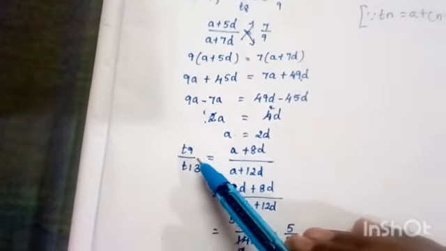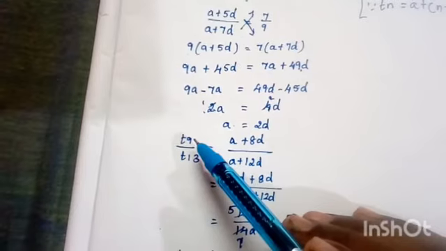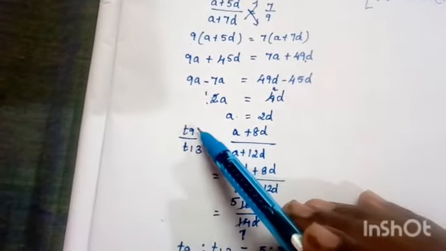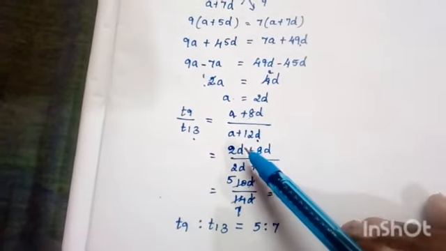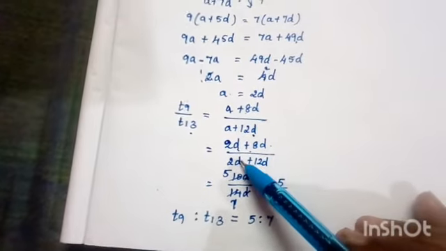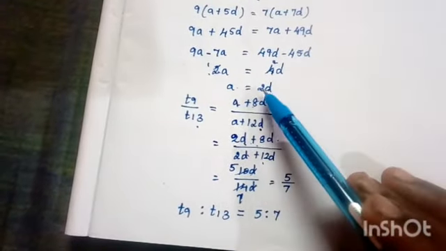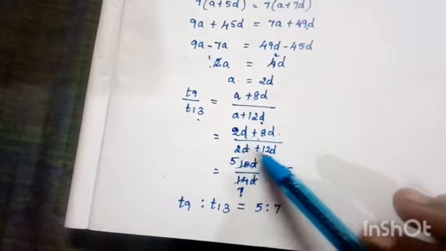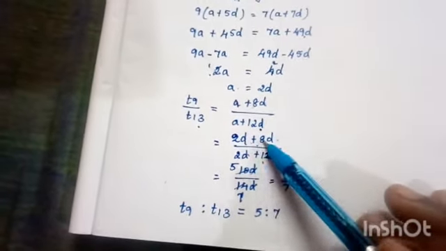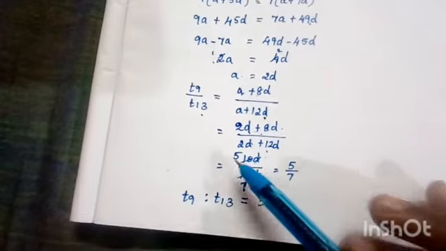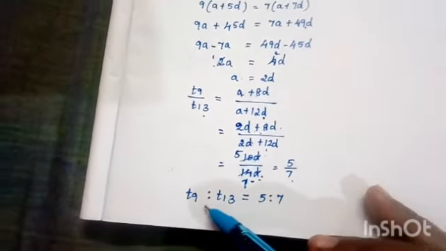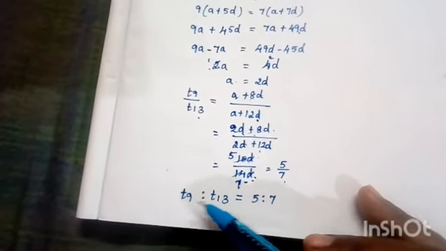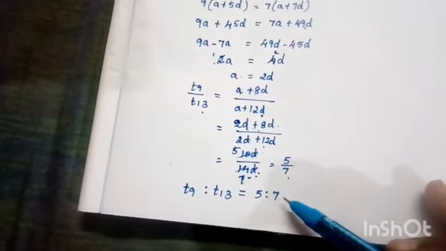Now we want to find the ratio of 9th term to 13th term, that is T9 by T13. T9 is a plus 8d by a plus 12d, using the general term. The a value we found is 2d. You have to substitute here. 2d plus 8d by 2d plus 12d. So 2 plus 8 is 10d by 14d. That is 5 by 7, d cancels. So the ratio of 9th term to 13th term is equal to 5:7.